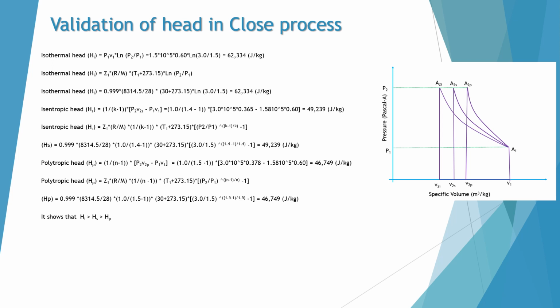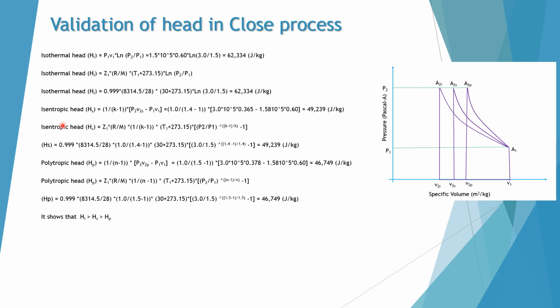Now validation for the closed system. So isothermal head is P1 V1 log P2 by P1. Putting all these values, it is coming 62,334. Using another formula for isothermal head, the same value is coming, but this is the same as for the open process, so both are the same.